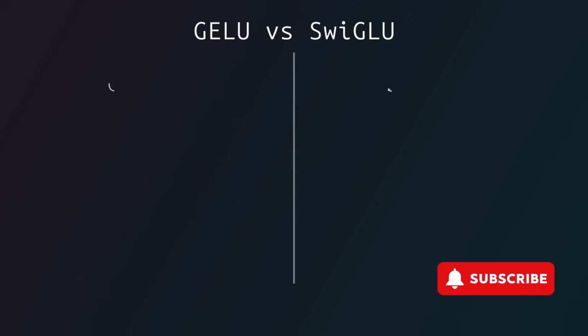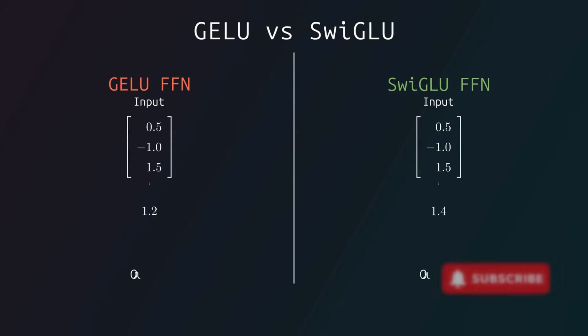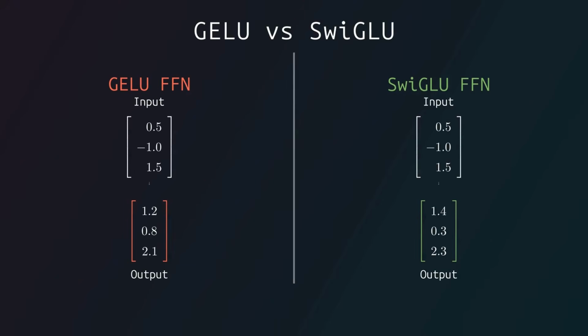Let's compare GELU and SwiGLU on a toy vector. Same input, same target compute, but the outputs differ because of how features are selected. GELU applies the same smooth curve to every dimension. SwiGLU gates some dimensions more than others, leading to different feature selection. This difference compounds across layers and shows up as better loss curves in practice.